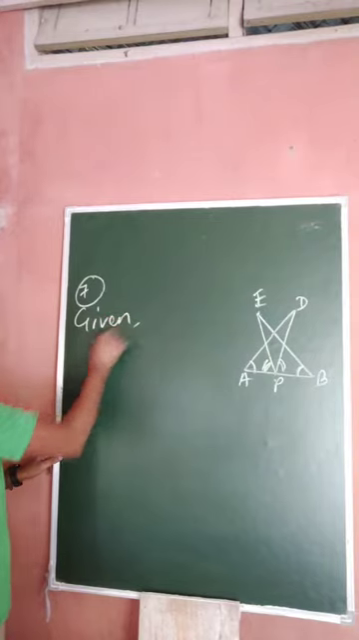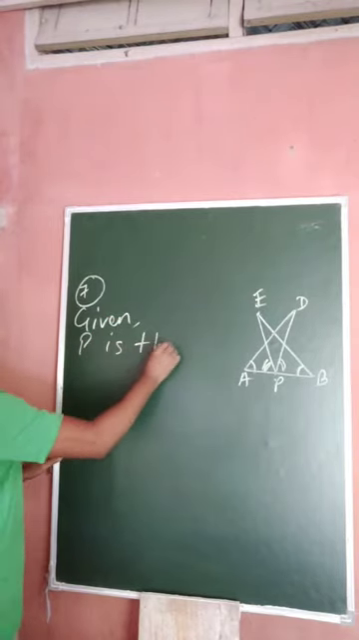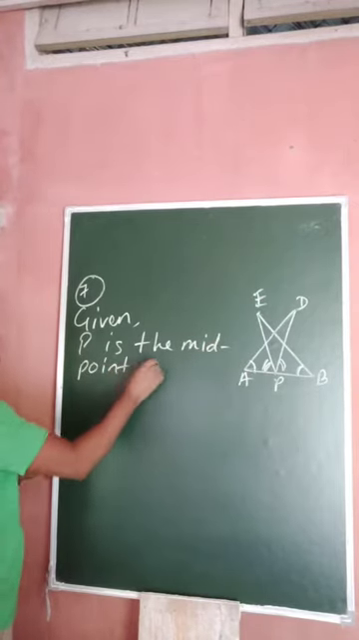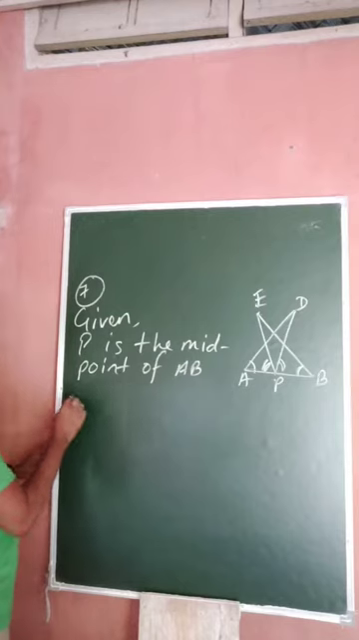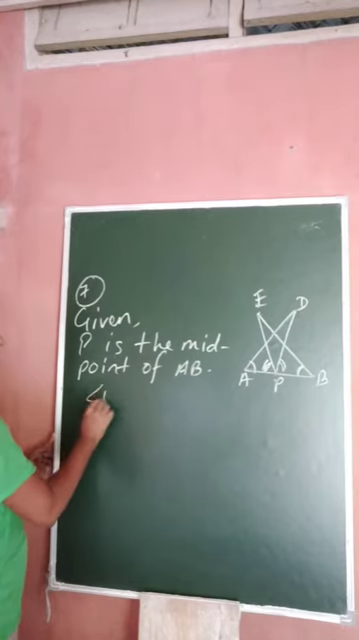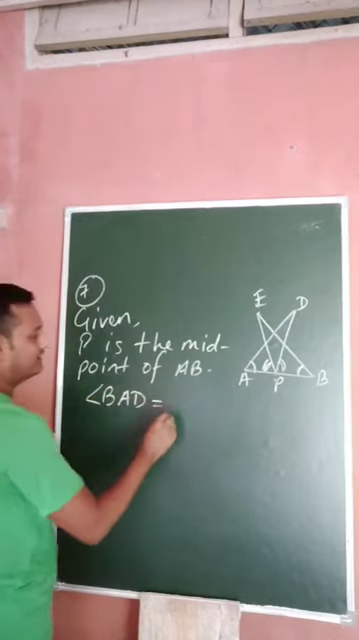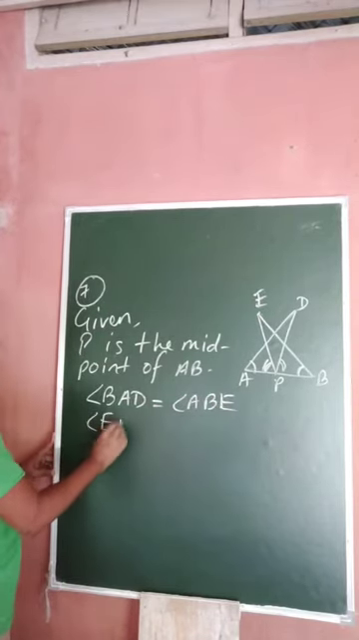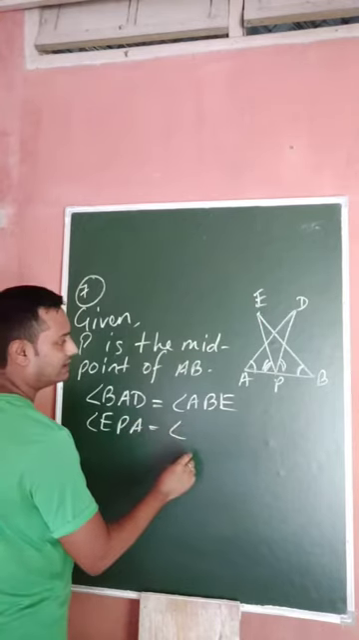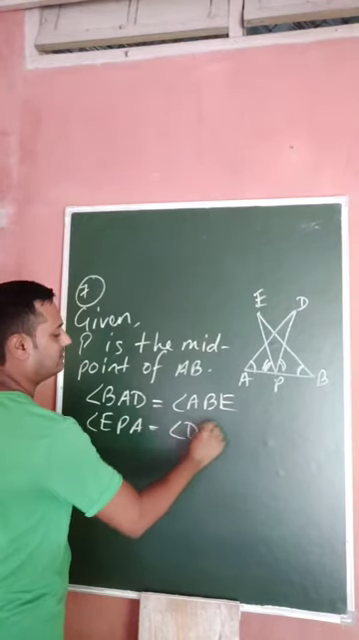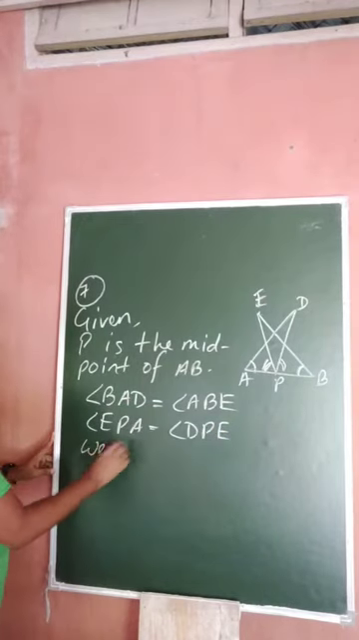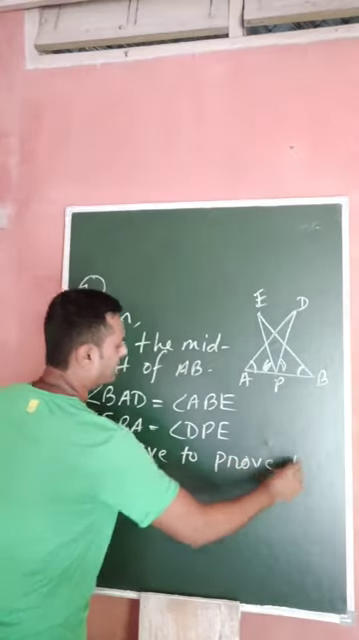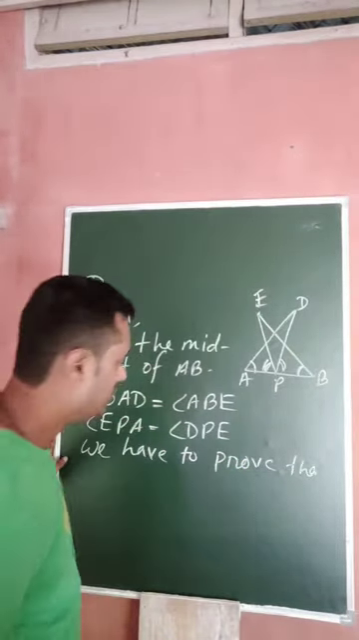Given: P is the midpoint of AB. Another given thing is angle BAD is equal to angle ABE. Angle EPA is equal to angle DPB. Okay. So we have to prove that, or we have to show that.